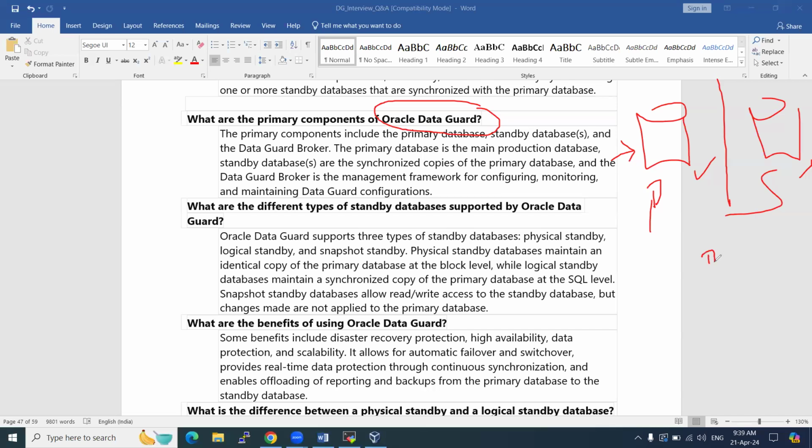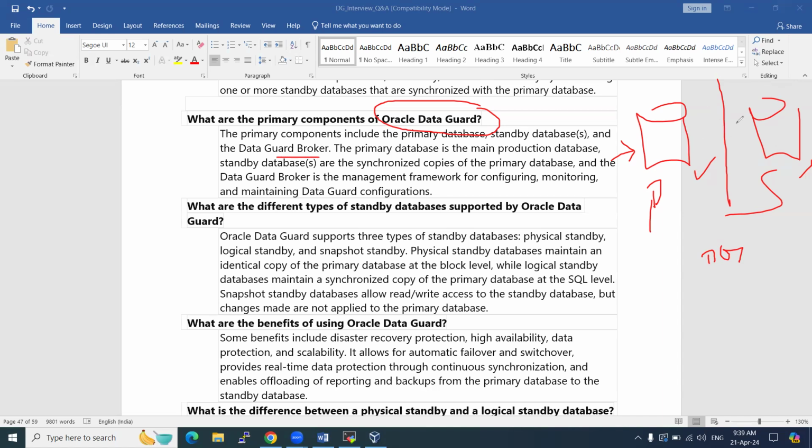Data Guard Broker is one of the configurations to manage your Data Guard configuration, syncing, everything. We will discuss that later. These are all the main components: primary is there, standby server is there, and Data Guard Broker has been enabled.